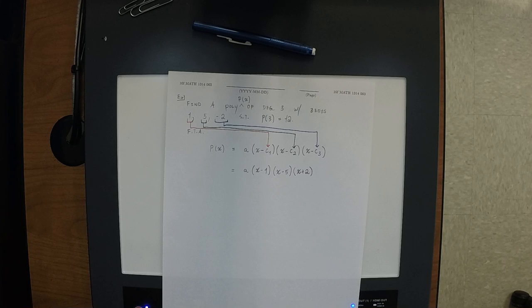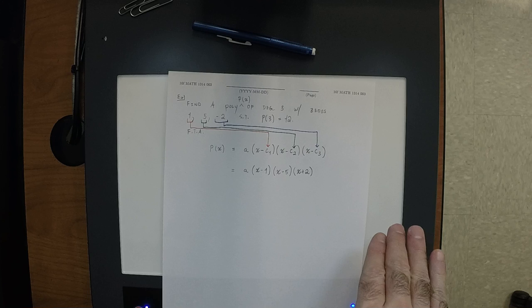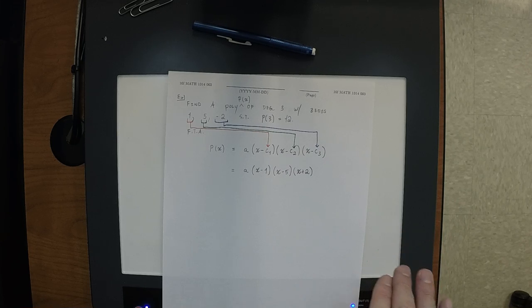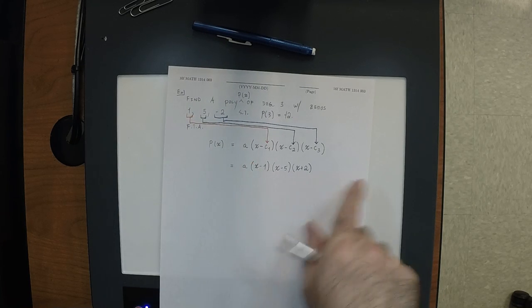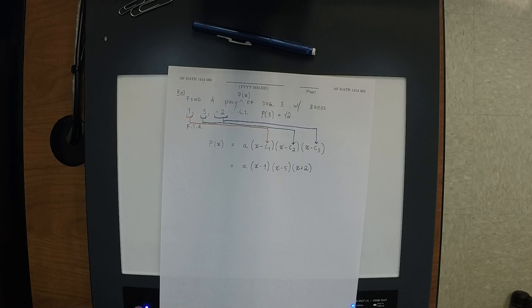So if we were to plug in, what notably at this position do we not know? We don't know A. These three numbers were enough for us to determine the C's, but at present we have not yet determined A. So how do we determine A?